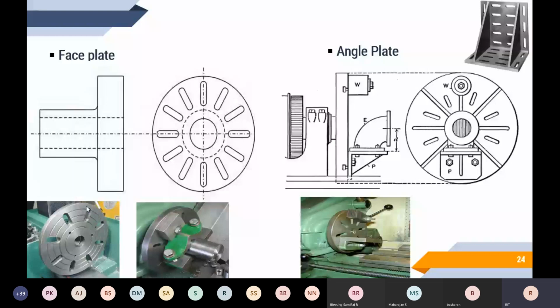So this is a separate face plate. This face plate is fitted onto the headstock spindle. It is provided with radial slots and T-slots for holding the work by bolts and clamps. By the bolts and clamps, you can easily hold the job. Irregularly shaped bulk components are easily held by using the face plates.